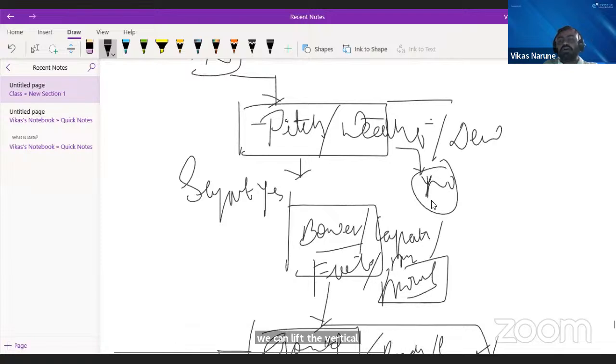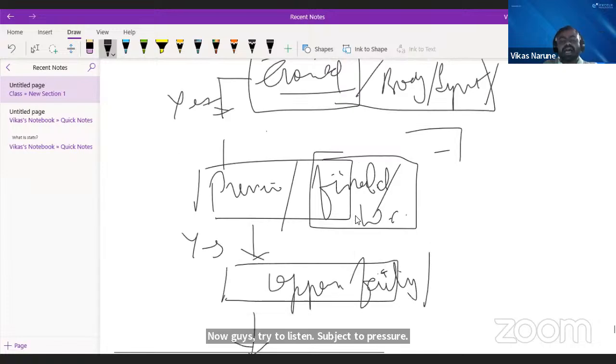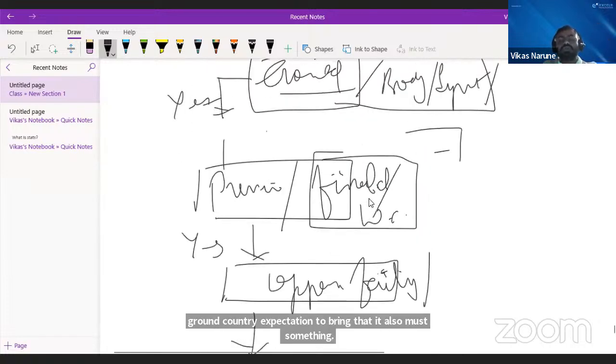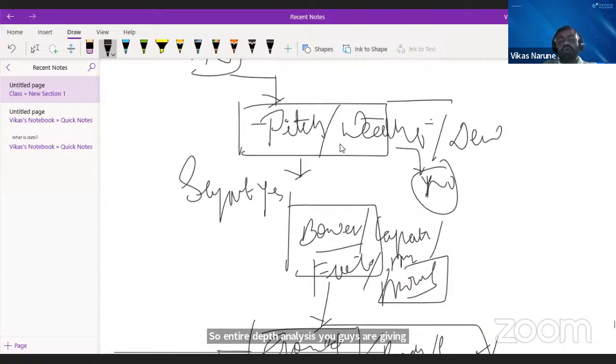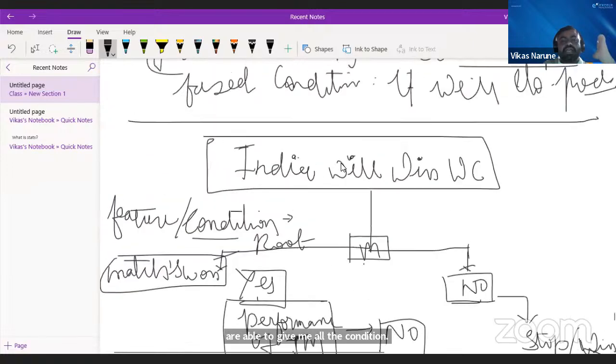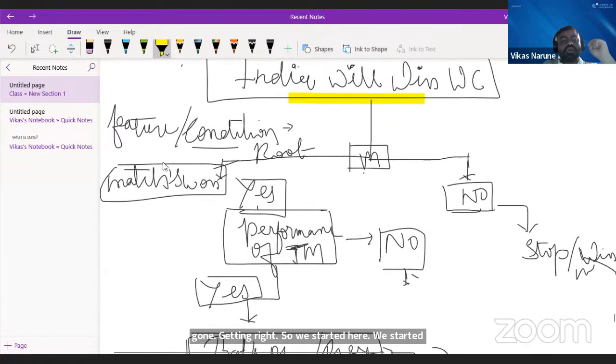Now, guys, try to understand. Subject to pressure, home ground, country expectation to win. Correct. Awesome, sir. So you are giving me an entire in-depth analysis. This was your close-to-heart topic and you are able to give me all the conditions. Now look at our tree, guys. Now look at how it is getting built. We started here with whether India is going to win or not. So we understood the root node. Here first we understood how many matches India has won. That is a very, very important condition.